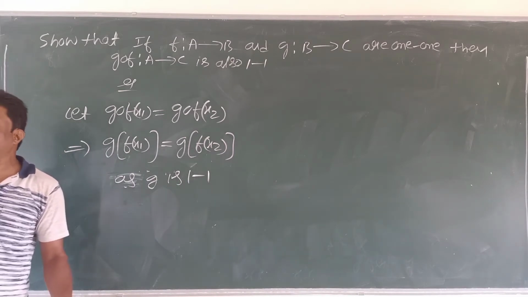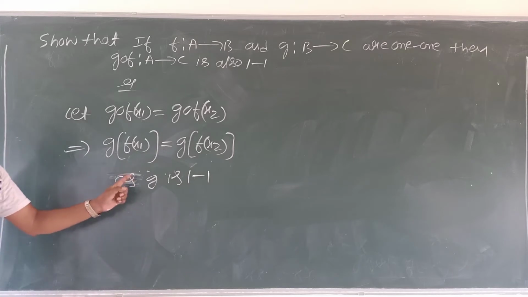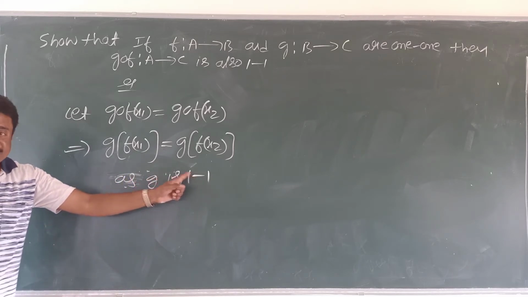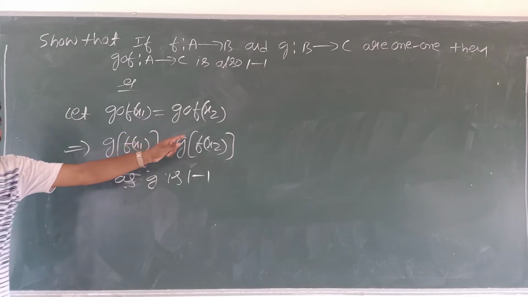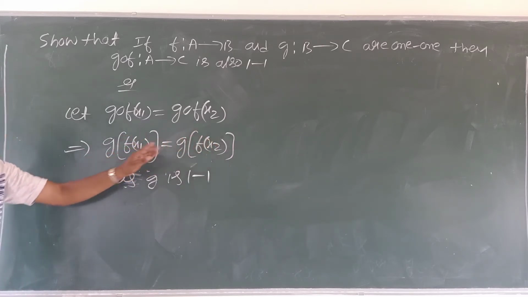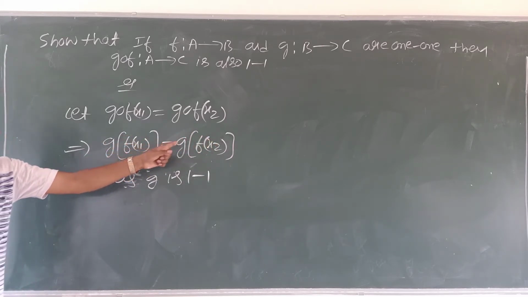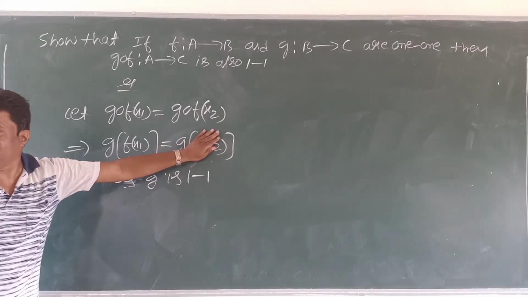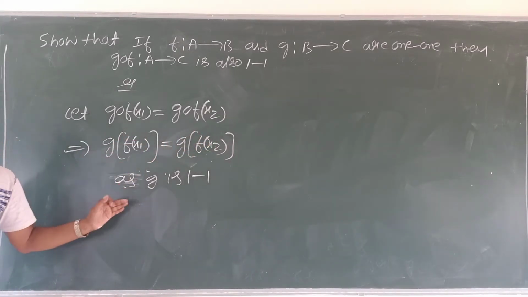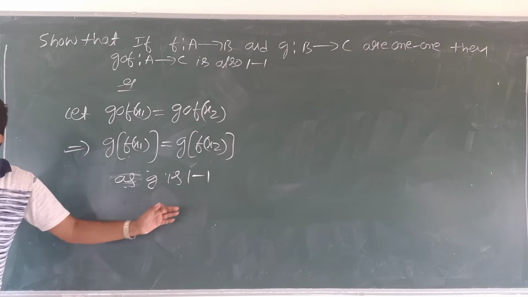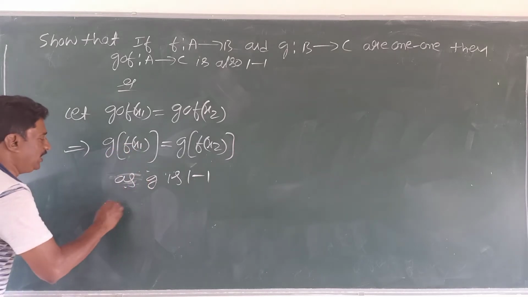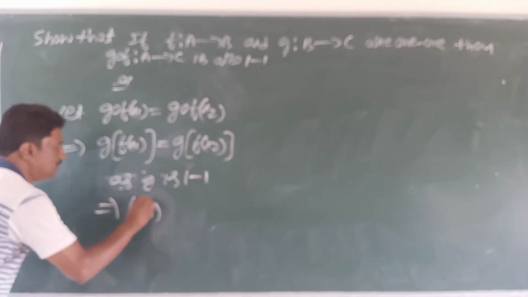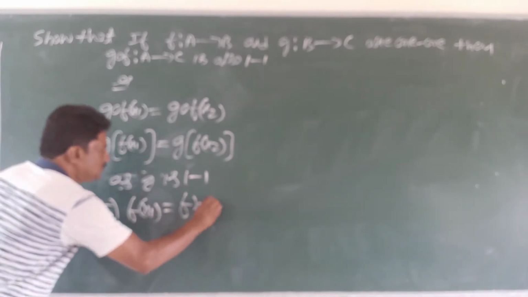x1 is equal to x2. Since g is already 1-1, you take this as g(x1) is equal to g(x2), assume like that. Then this would be written as x1 is equal to x2. What should I write in the place of x1? f(x1). That implies f(x1) is equal to f(x2).